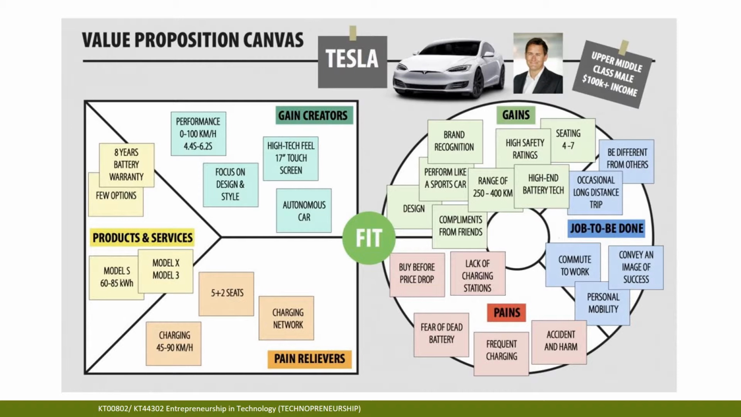If we look at the left side at products and services, we see that Tesla has understood their target audience very well. Beautiful design including a 17-inch screen. No car has ever had such a large screen. Just a few options, which radiates exclusivity. Besides that, Tesla has 8 years of battery warranty. We can say there is a fit between the left side and right side of this value proposition canvas.